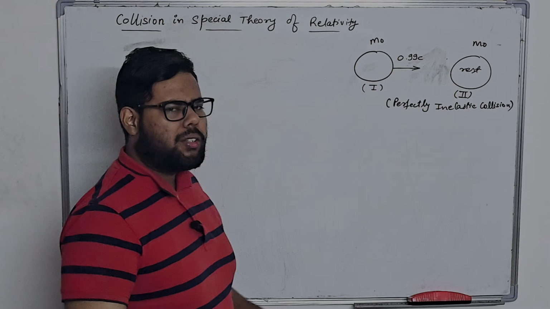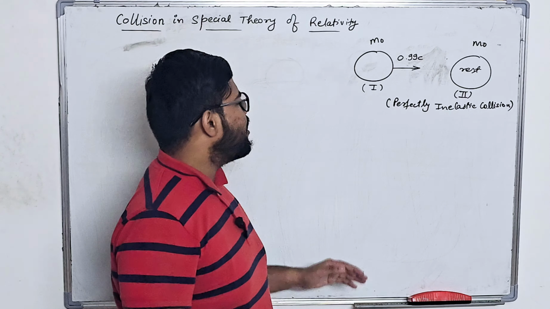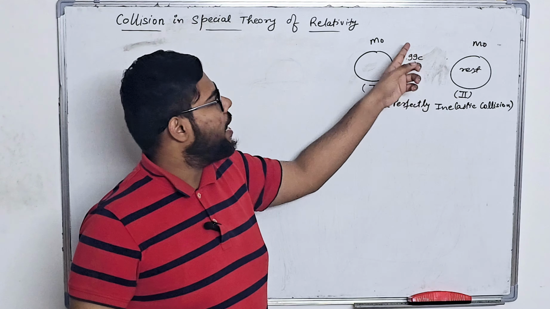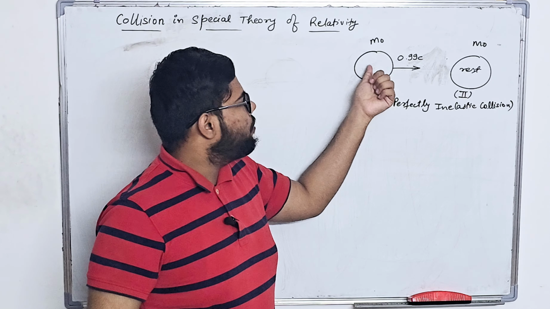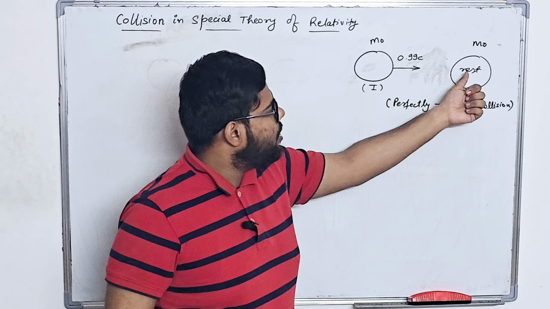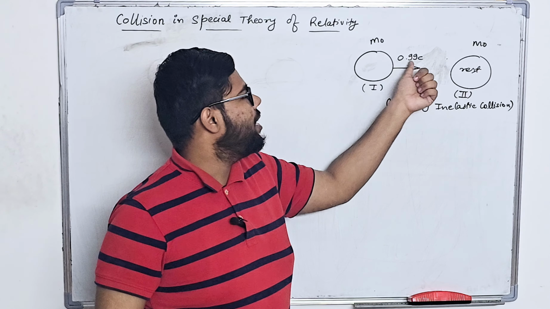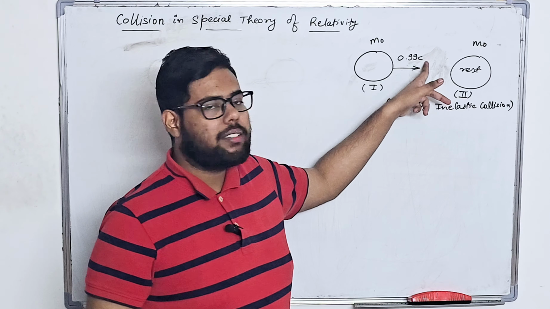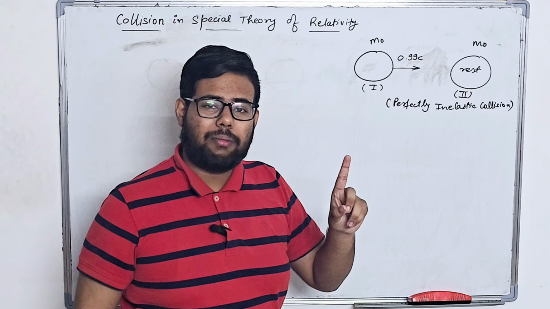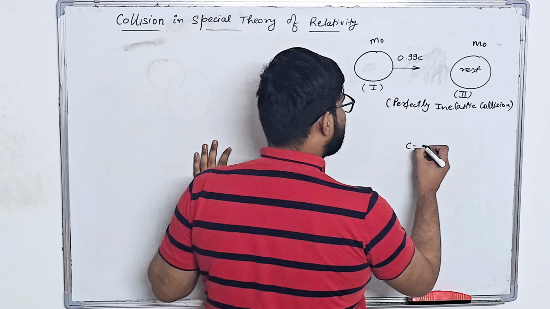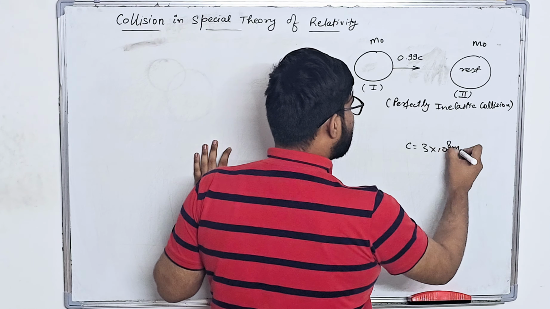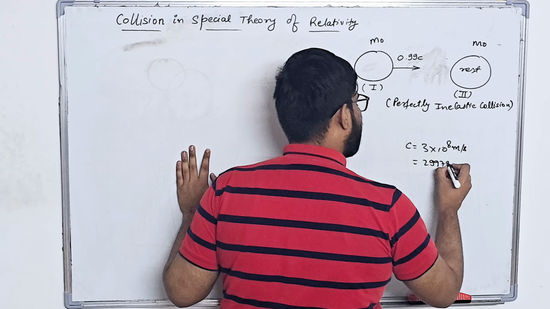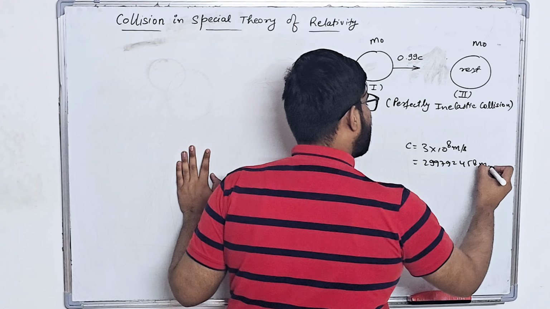Now let's start. To understand this, we have taken a very simple case in which there are two identical masses which have identical rest masses as m naught, and the first object is moving towards the second object at 0.99 c, that is 99% the speed of light, where c is the speed of light in vacuum, c equals 3 times 10 to the power 8 meters per second, or if I write it precisely, 299,792,458 meters per second, right?